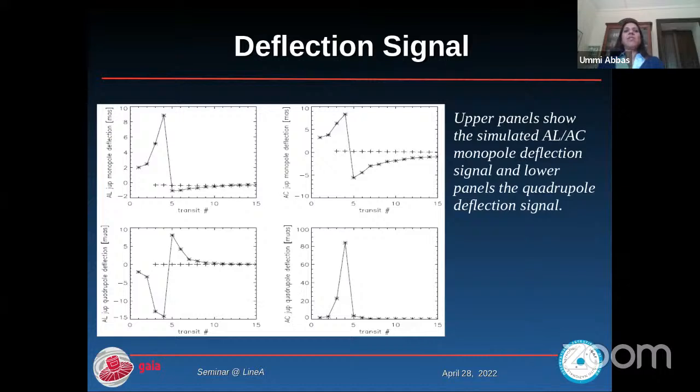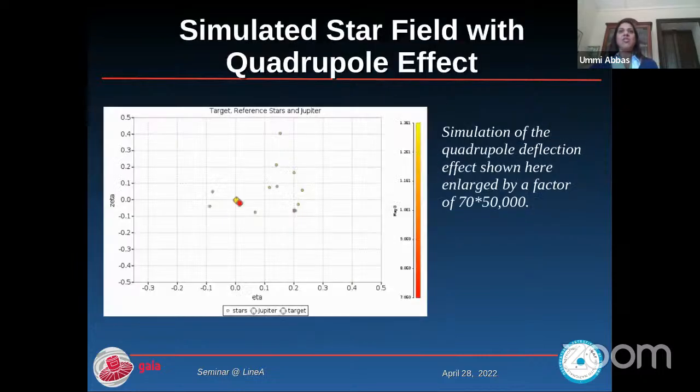The simulated signal looks like this. In this figure, I just showed an example of the monopole deflection signal in the along-scan and the across-scan. In the upper two panels, on the left side, we see the along-scan monopole deflection. On the upper right-hand side, we see the across-scan Jupiter monopole deflection. And we can just see what kind of effect it has. For example, for the target star, the target star is the one that is closest to Jupiter. In the case of the simulations I showed here, the big yellow filled diamond is the target star.